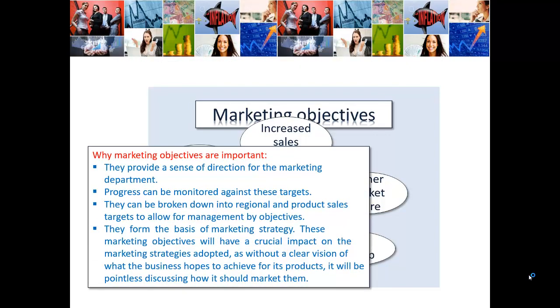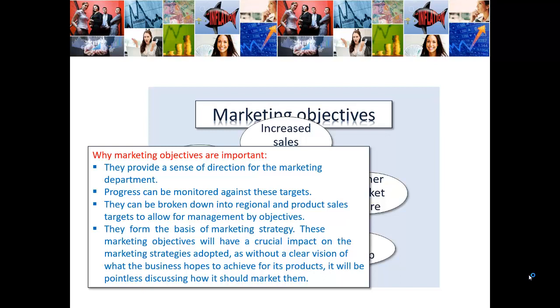Now, why are marketing objectives important? By setting marketing objectives, we're going to provide a sense of direction for the marketing department. Progress can be monitored against the targets which are set. These targets can be broken down into regional and product sales targets to allow for management by objectives. They also form the basis of the marketing strategy.